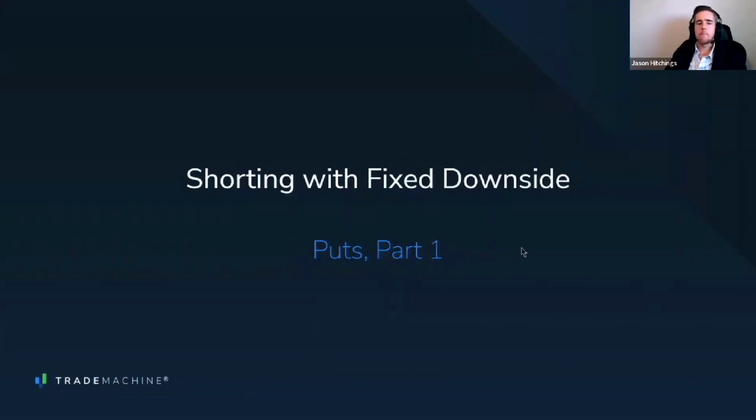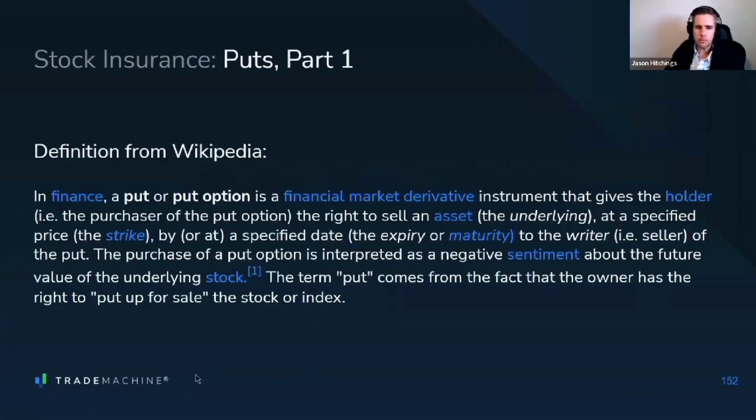Okay, so we're going to talk about 3 different scenarios with puts. The first thing we're going to talk about is shorting, but with a fixed downside. So, definition of a put. Here's the kind of boring financial definition. It says a put option is a derivative that gives the holder the right to sell an asset at a specified price for a specified amount of time.